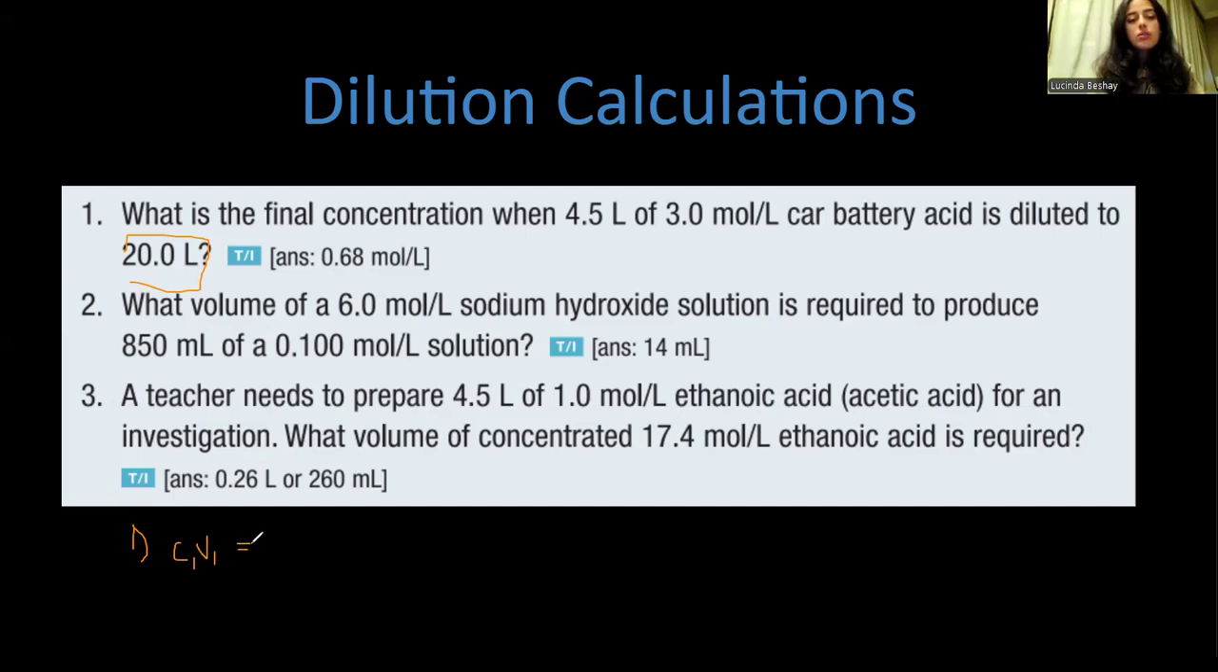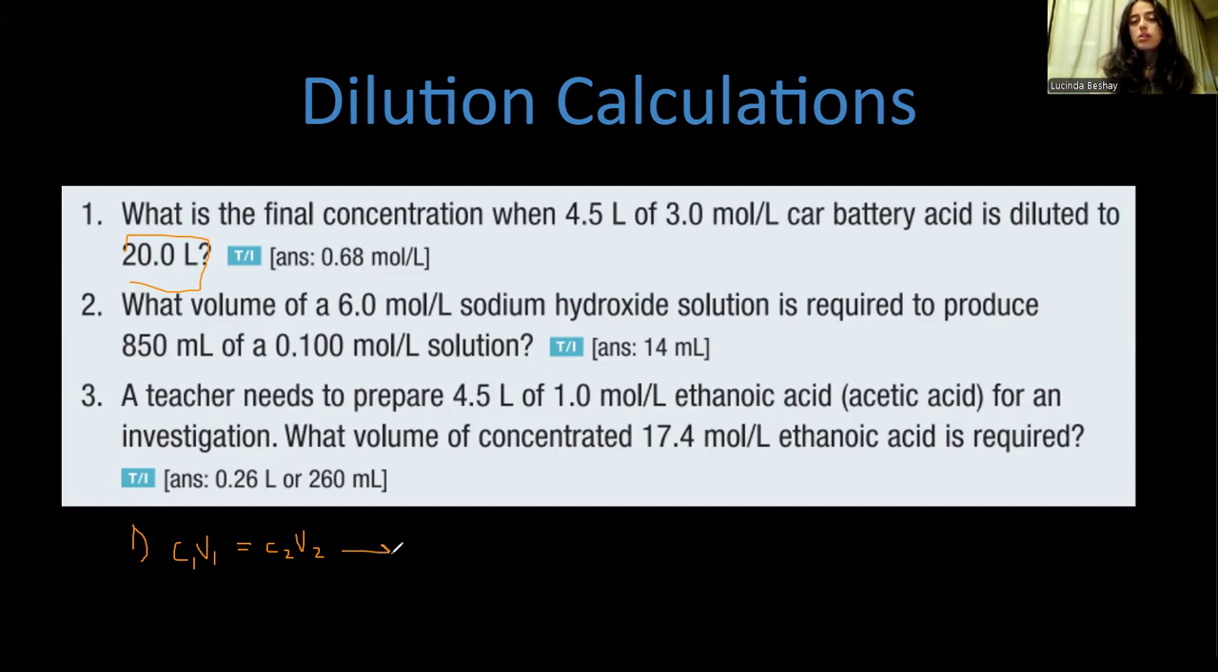Anyway, C1V1 equals C2V2. That's my equation. Anytime I'm given one solution and I'm being told it gets diluted, or one volume added to another volume, this is what we do. You do C1V1 equals C2V2. And now it's just a matter of plugging in numbers.